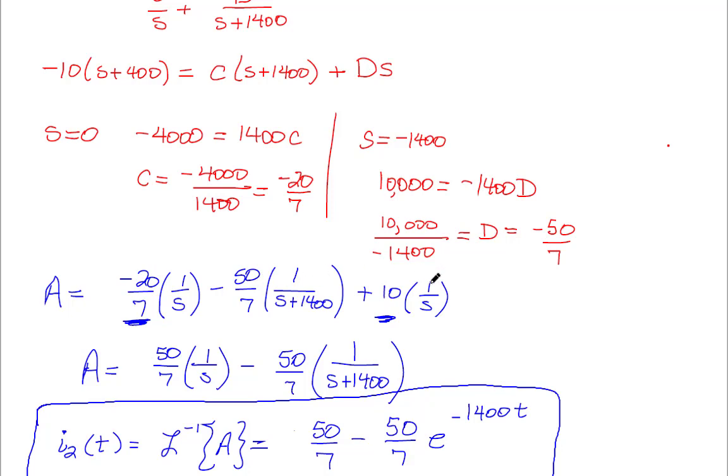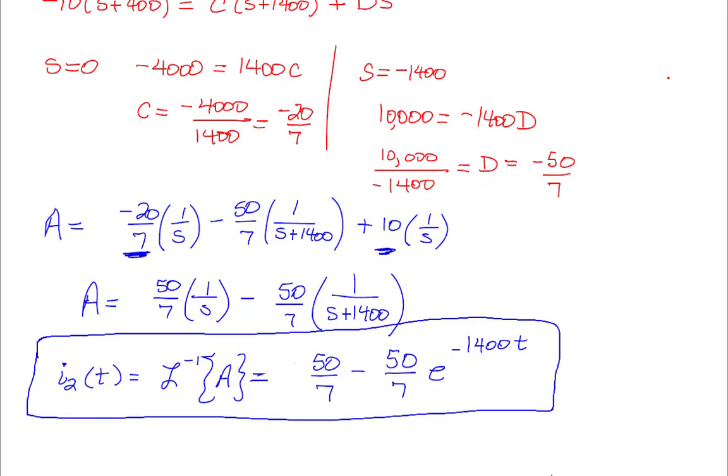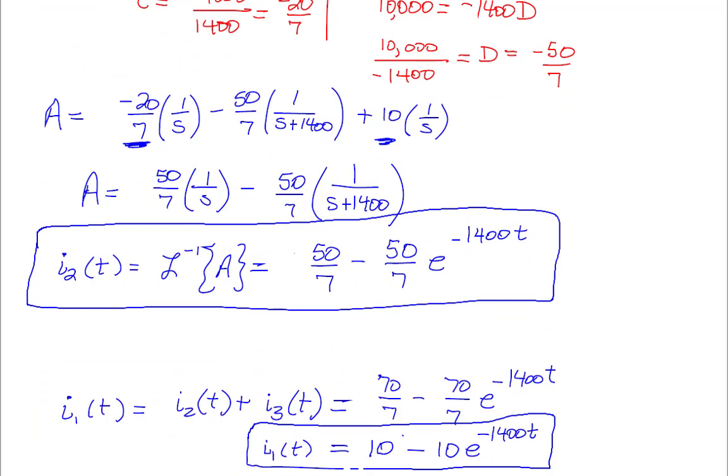But we're not done because I still had this term on the right hand side. So I'm going to rewrite this 10 as 70 over 7, combine that with the minus 20 over 7, and so I get 50 over 7. Taking the inverse Laplace transform, I find out what is I2. Again, I get a constant current piece, and I get a transient part, which is decaying to 0. So after a certain amount of time, the current in I2 is 50 over 7.